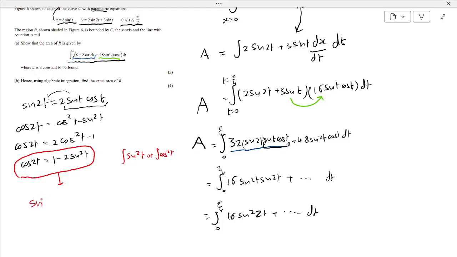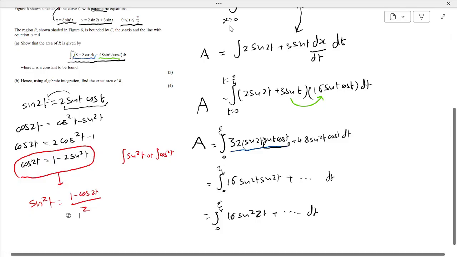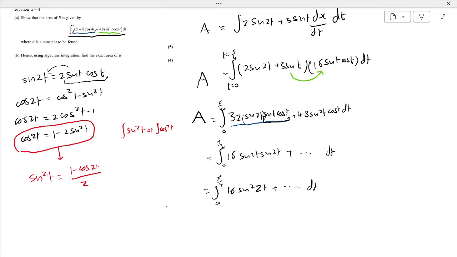I'm going to rearrange for sine squared. So sine squared t is going to be 1 minus cos 2t over 2. So 16 sine squared 2t, where the 16 is going to turn into an 8 because I'm halving. And because I have 2t here, I'm going to end up with 4t over there. So 8 times 1 minus cos 4t plus the rest. And this is going to give me exactly what I need.